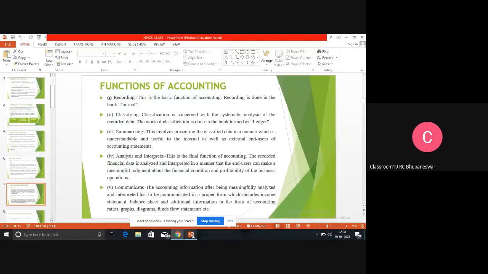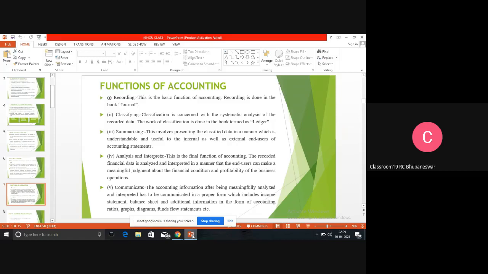Then in the next slide, we will study the functions of accounting. I have already discussed the various functions of accounting. Again, if there is a question, what are the functions of accounting? Then we will start from recording, classifying, summarizing, analyzing, interpreting, and communicating the financial information.